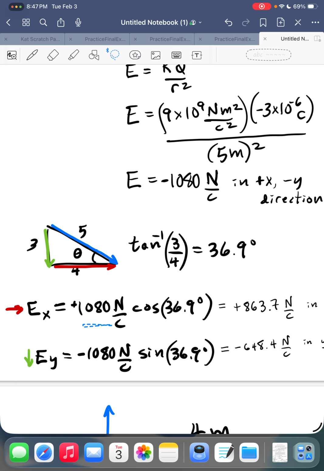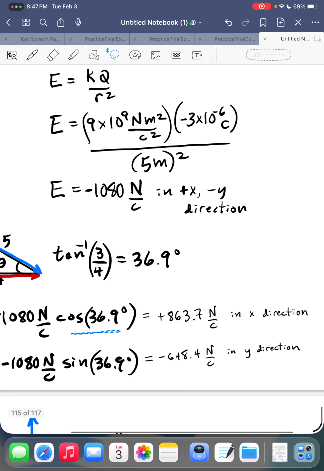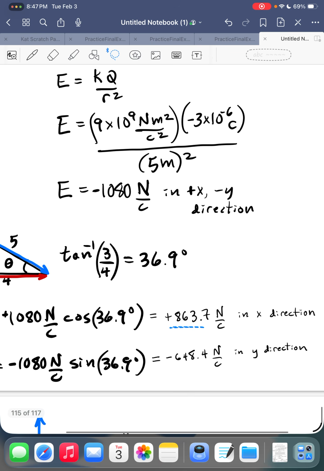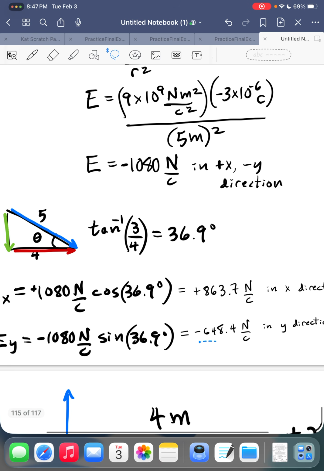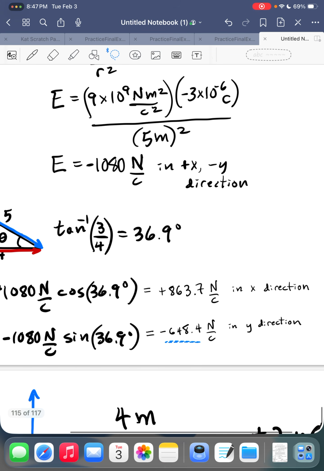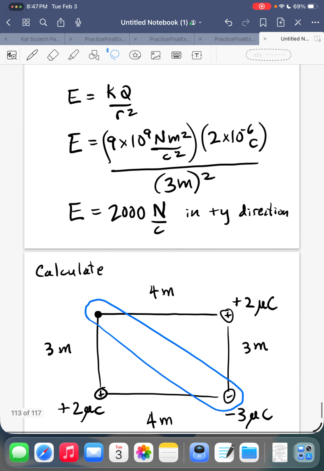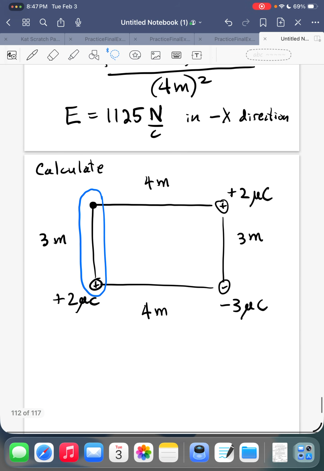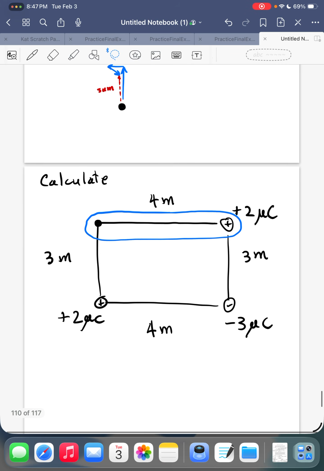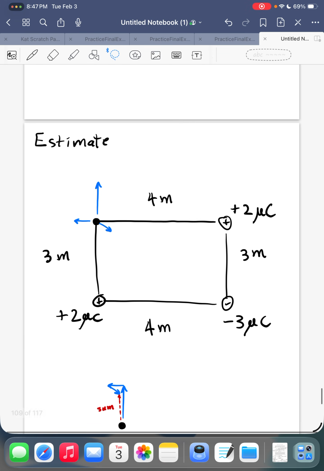So I can punch this into the calculator, multiply these out, and I get plus 863.7 newtons per coulomb in the x direction and minus 648.4 newtons per coulomb in the y direction. Okay, so I've got x and y components for all the vectors that we talked about when we went back and did our estimation, right? So when we estimated these different things, I know all of them.